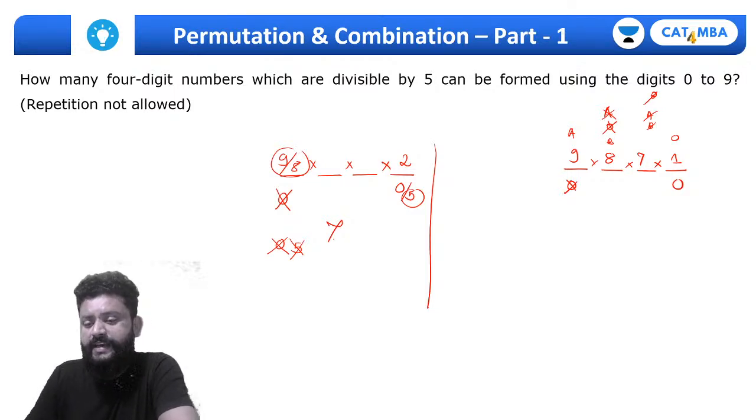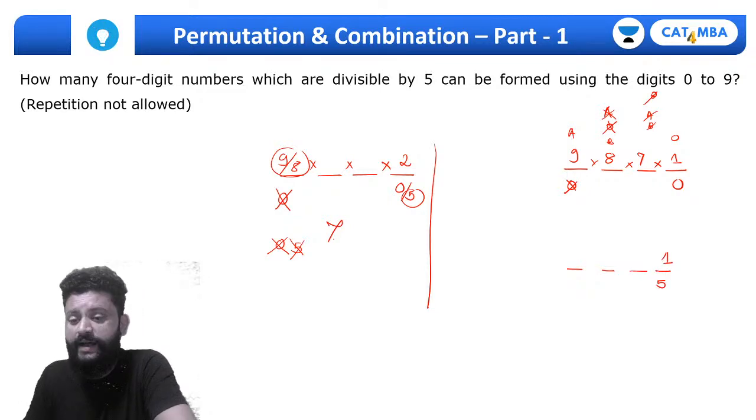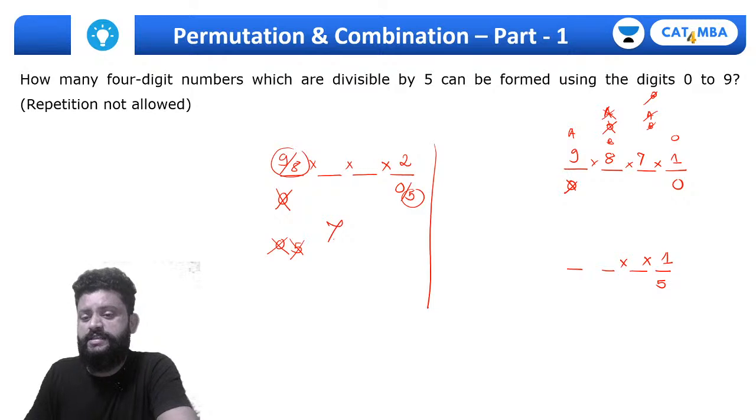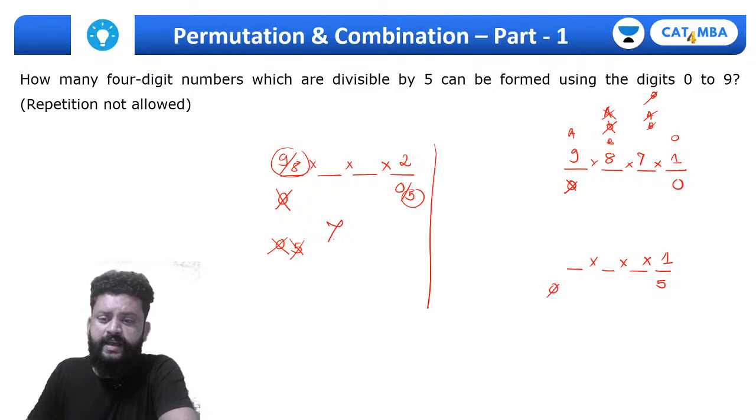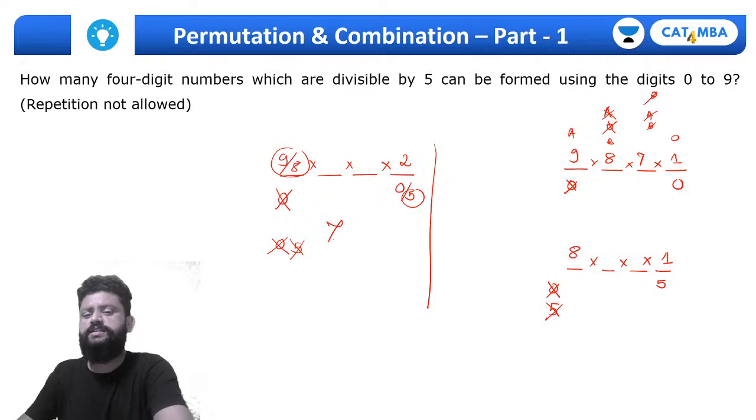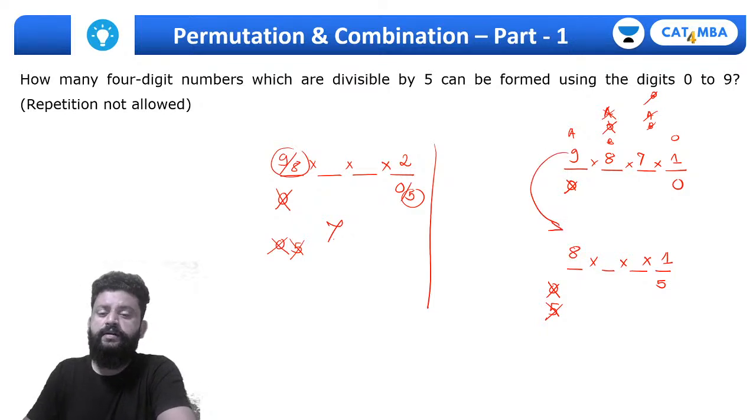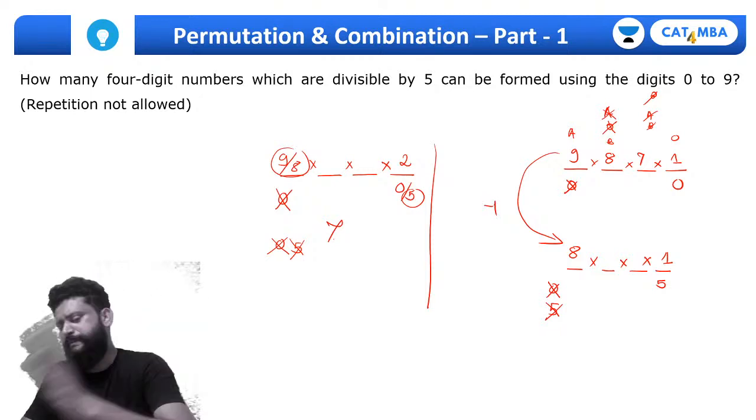Now these are the numbers ending with 0, and the same way you can find the numbers ending with 5. That means the last digit is 5. There is only one choice for the last digit, and now the first digit cannot be 0 and it cannot be 5, so that's why we have just 8 choices. So you can simply reduce the first choice by 1. Other things will remain the same.